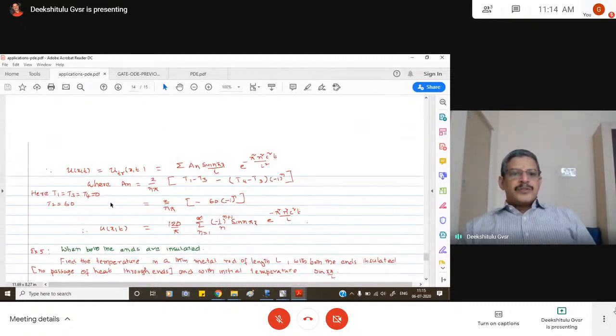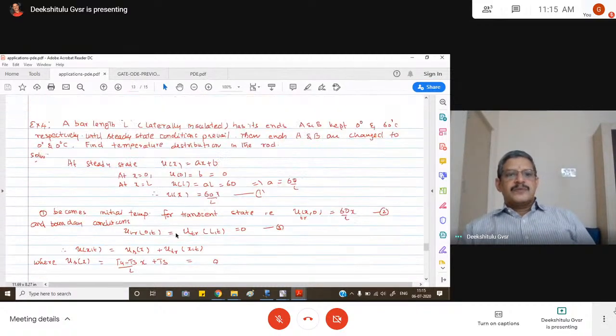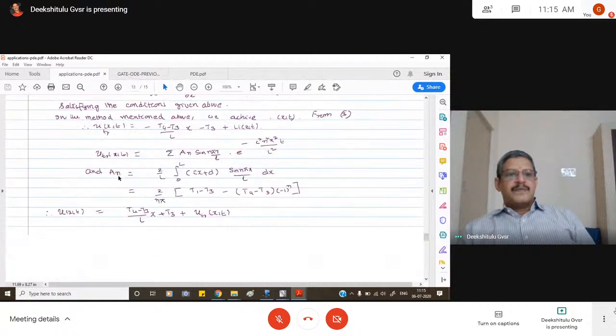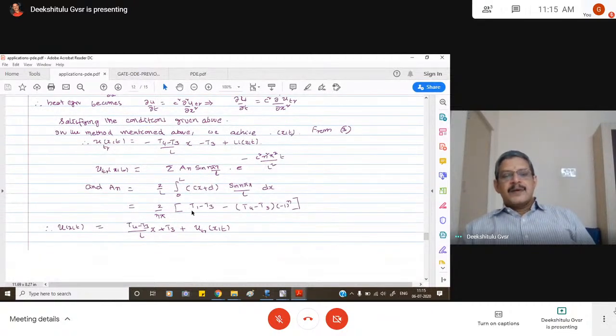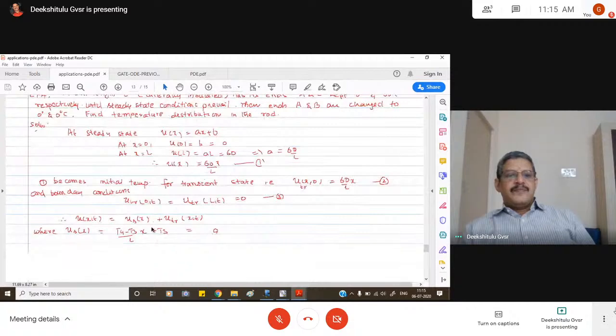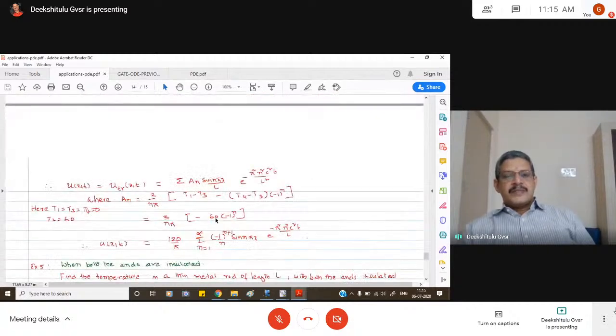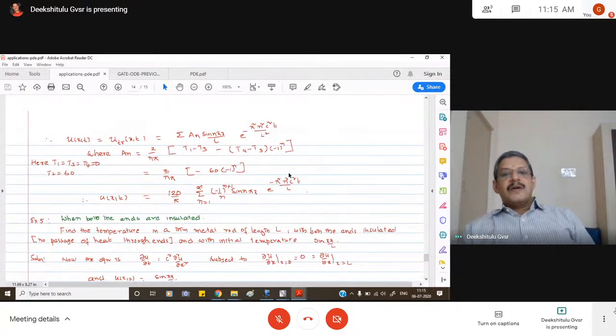So since T1, T3, T4 are 0, these things are zeros, so only T3 will be there. T3 is minus 60, with minus 1 power n. That becomes An equal to 120 by pi, and the solution is sigma n from 1 to infinity, minus 1 power n plus 1 by n into sin(n pi x by l) e power minus pi square n square c square pi square t by l square.